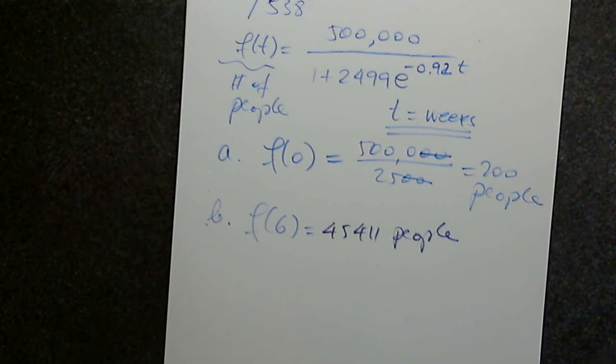What is the limiting size of f of t, the population that becomes ill? That was one of the reasons why I wanted to put in the graphing calculator. So initially 200 people are sick. Then 6 weeks later, more than 45,000 people are sick. I want to see what happens 10 weeks later. I want to see what happens 100 weeks later. 200 weeks later. 300 weeks later. And I think we got the picture.